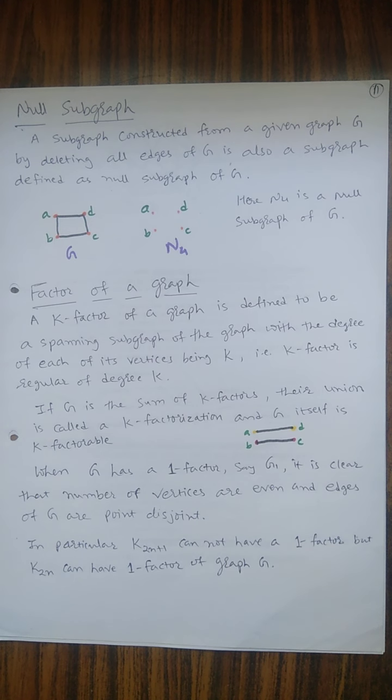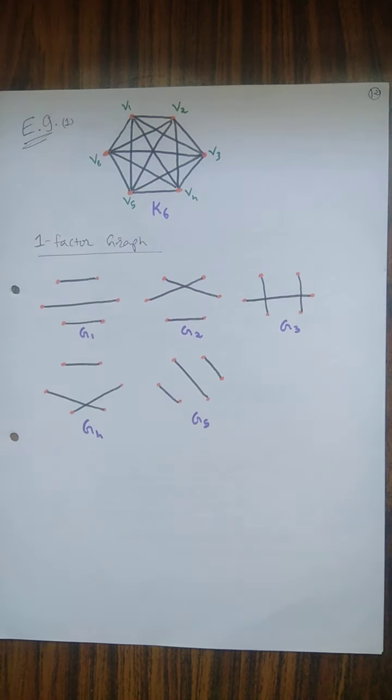But if we have an odd number of vertices, that is 2n plus 1, it has no 1 factor. With an odd number of vertices, one vertex remains which has no degree 1. Hence, if an odd number of vertices are there, we cannot find a 1 factor. First of all, we understand with some examples, so you can easily understand this factorization of graph.